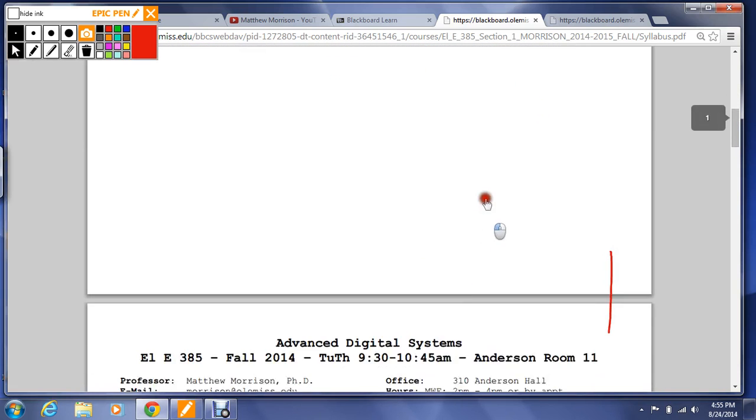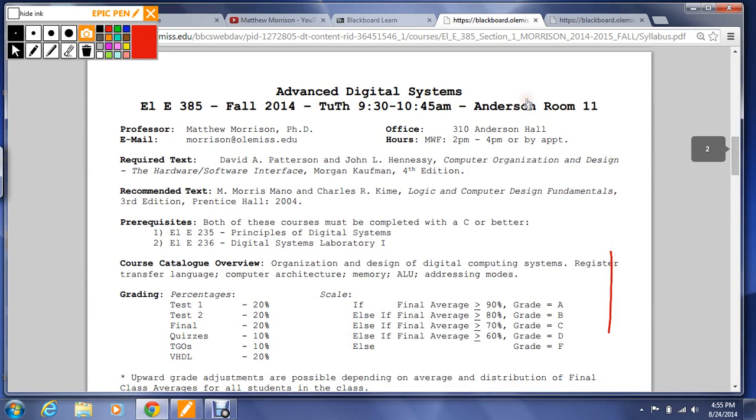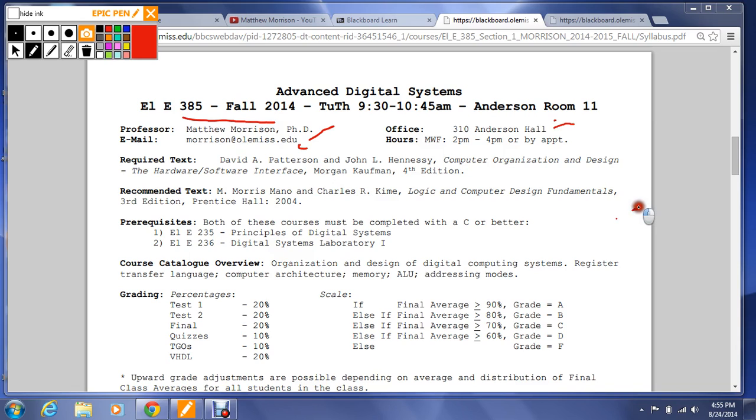Okay, so I have posted an extra credit assignment for you, and that's what you got in the email. So the first question is, what's my email, my office number, and office hours? So here's my email. My name is Matthew Morrison. My email is morrison@olemiss.edu, and my office number is 310 in Anderson Hall, and my office hours are Monday, Wednesday, and Friday, 2 to 4 p.m.